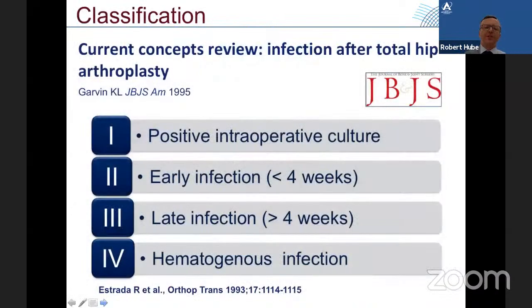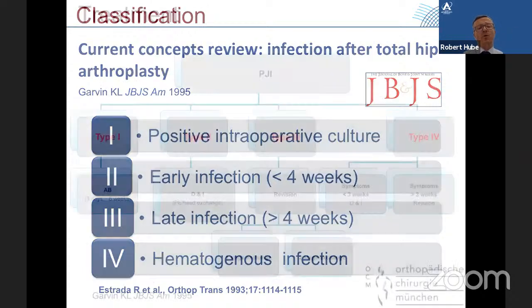The first classification came from Estrada actually in 93. He divided these kinds of infections by positive intraoperative cultures. It's always what you do. I don't do this in my primaries, because then I end up in false positive situations. So what am I supposed to do then, if everything is fine, and you get a result after 2 weeks and start antibiotics? It probably doesn't make any sense. Early infections are less than 4 weeks, late infections more than 4 weeks, and hematogenous infection. That is actually still more or less what we use today. And from Estrada, Garvin developed this concept.